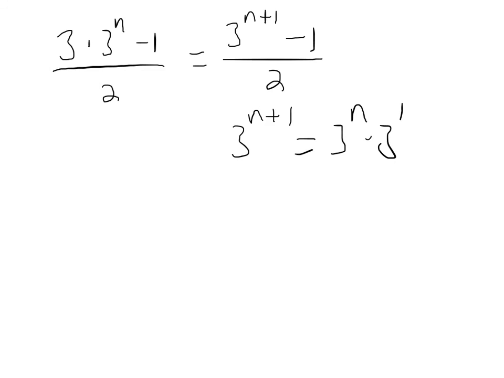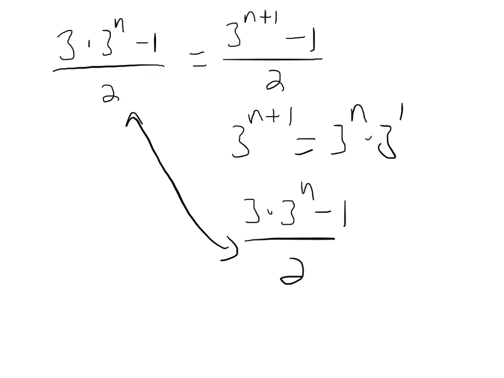So if we take a look at this side and replace that, I'm going to do 3 times 3 to the n minus 1 over 2, and that's exactly what we got on the left hand side. So thereby, by mathematical induction, we show that is indeed the true sum.